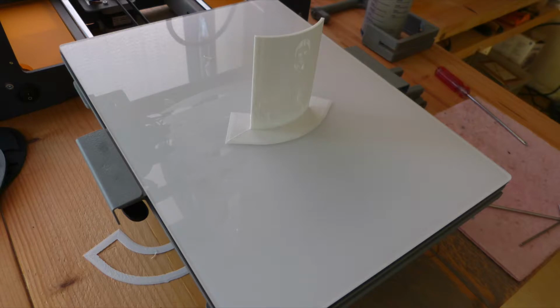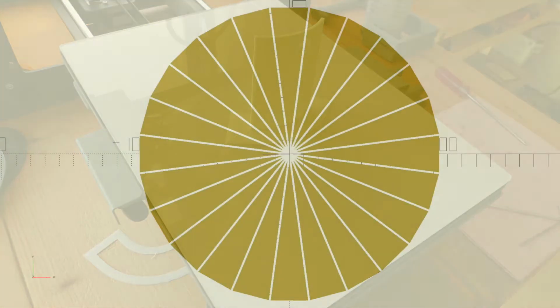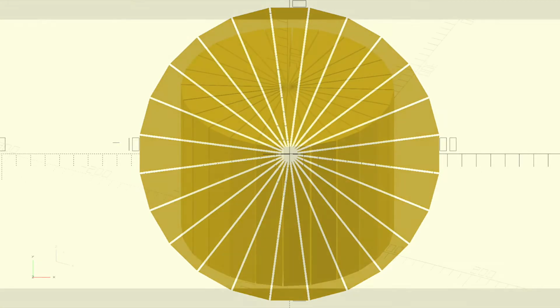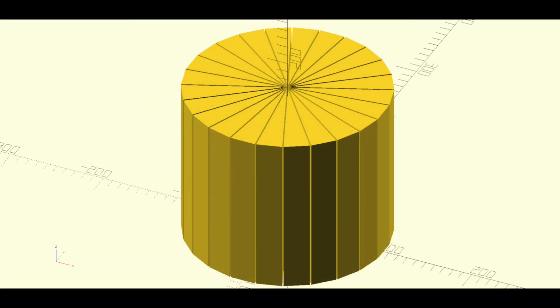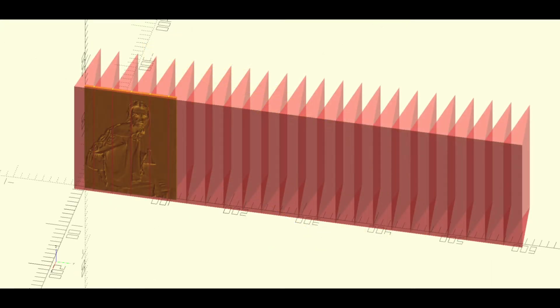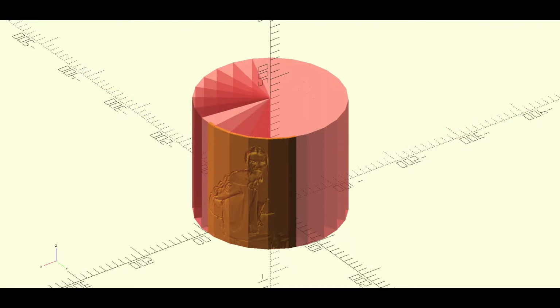Now first, let me explain the basics of how to wrap a 2D image around a cylinder. First, we create a circle out of triangles. These triangles are then extruded to segments to form a cylinder. Next, all segments of the cylinder are lined up in a row, and the image is placed on the far side, but just within the limits of the segments. When we intersect the image with every individual segment and return the segments to their original position in the cylinder, a curved image emerges.